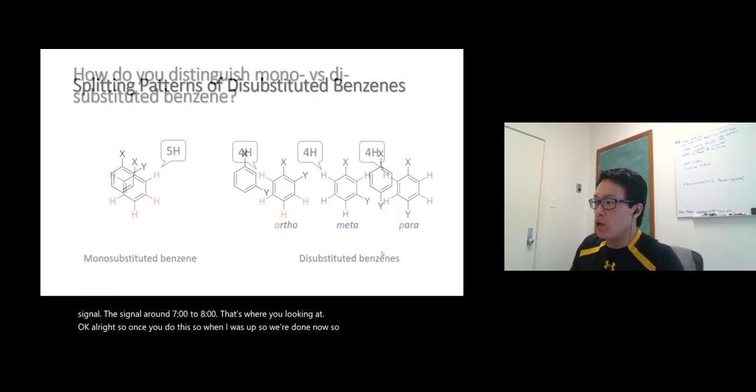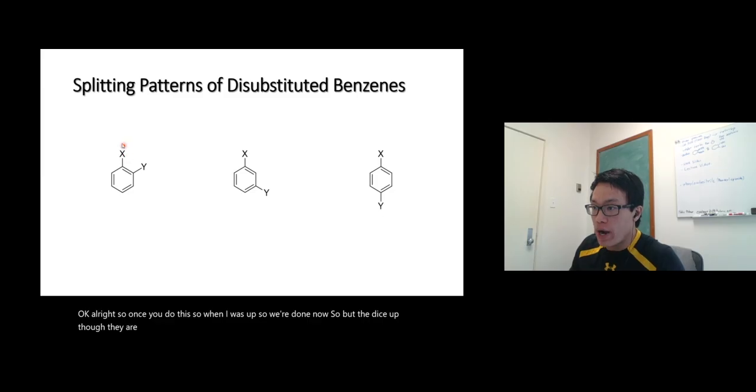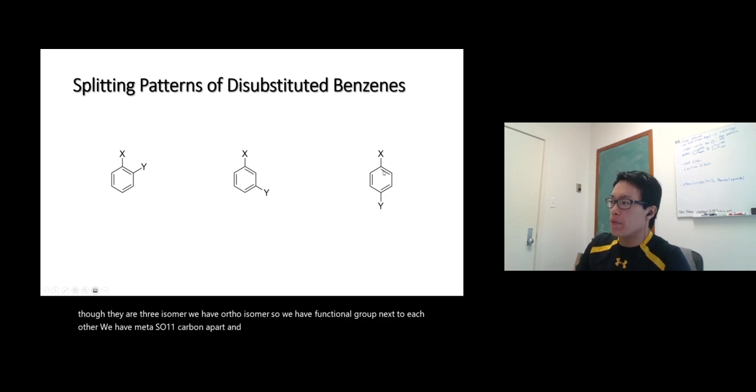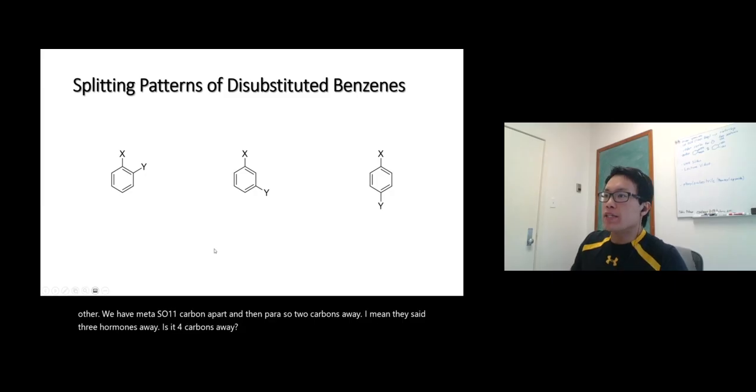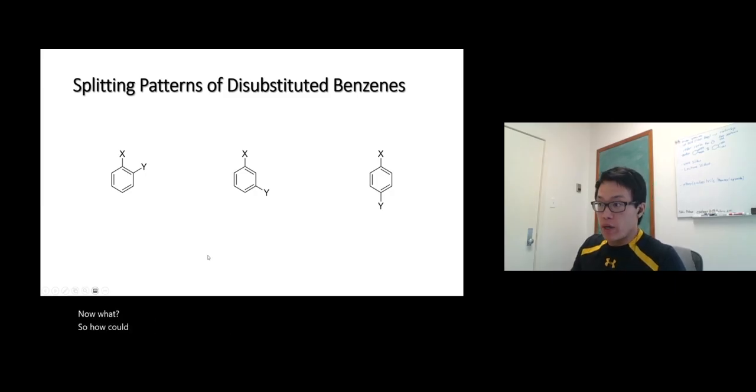But the disub, though, has 3 isomers. We have the ortho isomer, where the functional groups are next to each other. We have meta, one carbon apart, and then para, 2 carbons away. I mean, this is 3 carbons away, and this is 4 carbons away. So how could you differentiate between all these types of isomers? We have ortho, meta, and para.